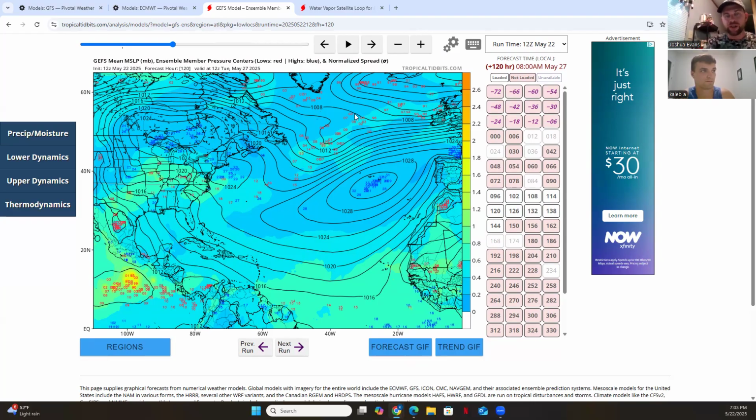So there's a lot of uncertainty there. The Bermuda High, still kind of in tight agreement there as to where the Bermuda High is, but that's not surprising because the Bermuda High doesn't really move much at all. It kind of just sits in one spot.